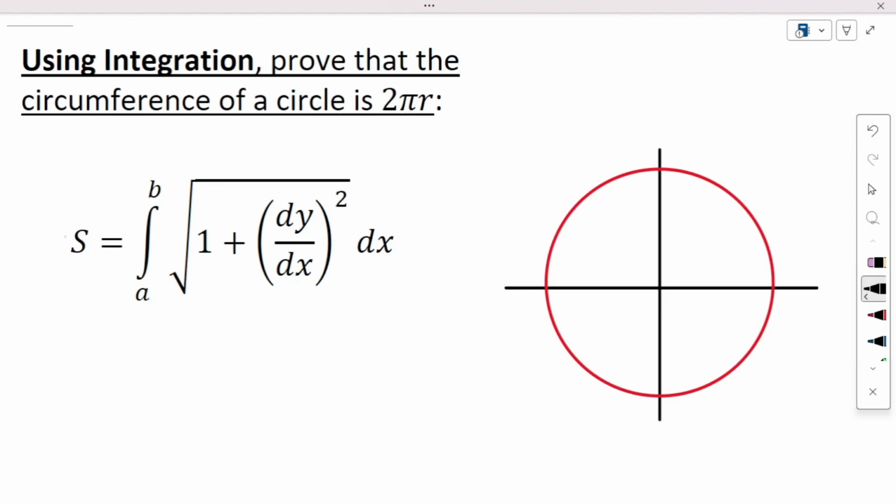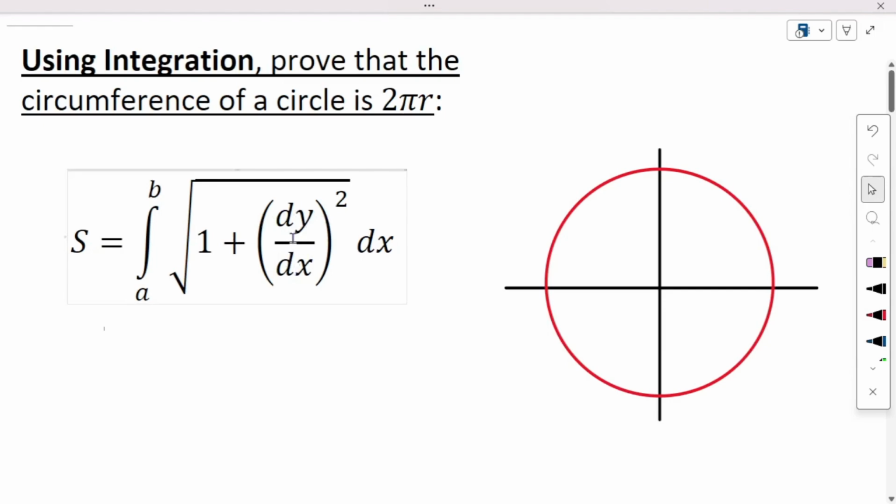Well, we know that S represents the arc length, right? Any arc length that we choose on the circle. This is obviously our integral. We should be familiar with this by now. We have the lower limit and the upper limit over here. Okay, so let me keep the mouse out so you can see the cursor. So this is the arc length over here of any part of the circle. We have the integral from a to b. Then we have the integrand, which states the square root of 1 plus dy by dx all squared.